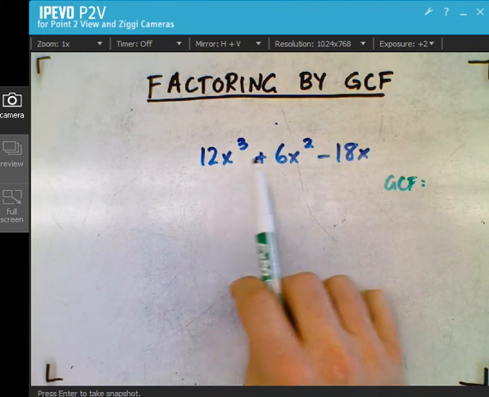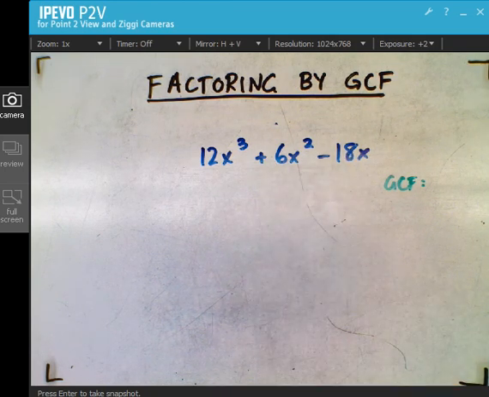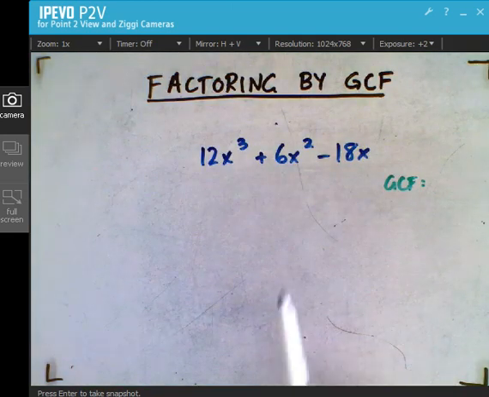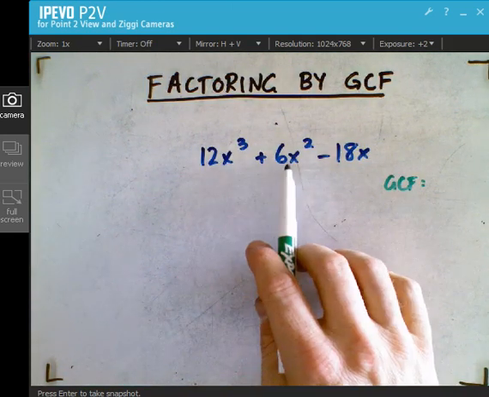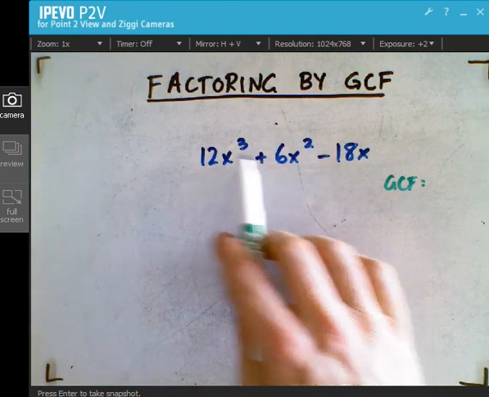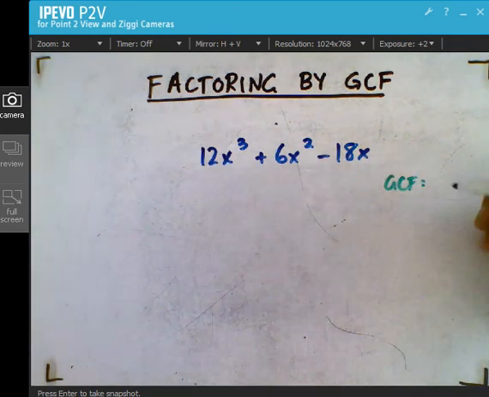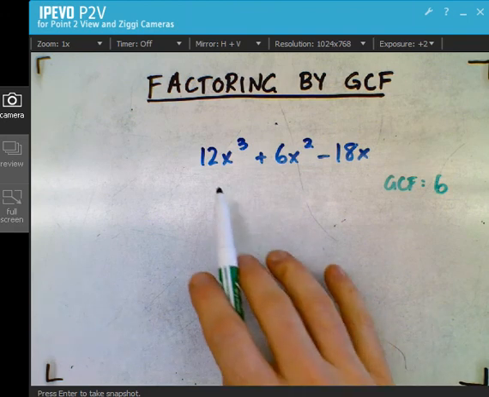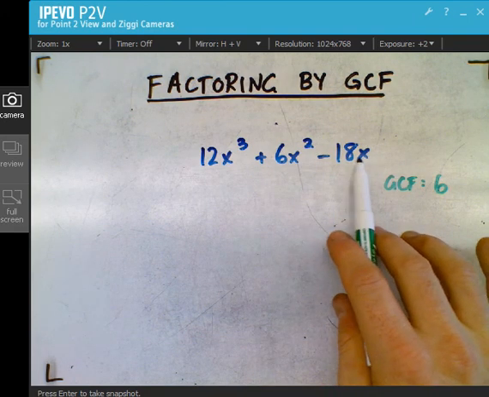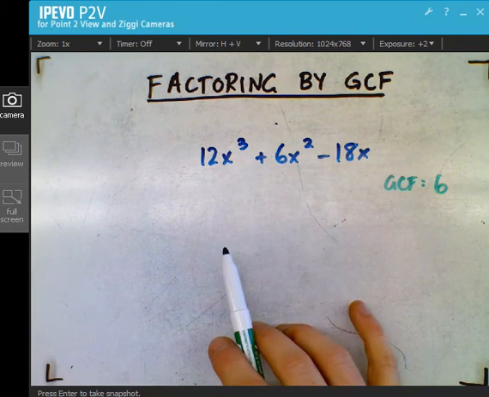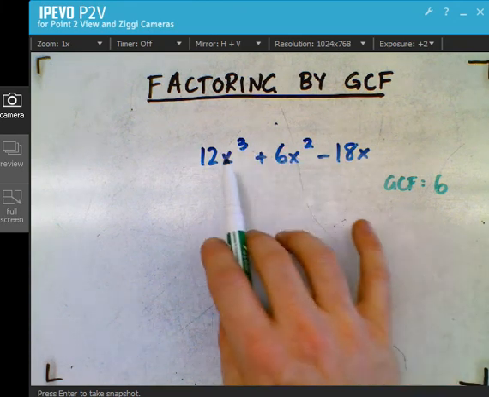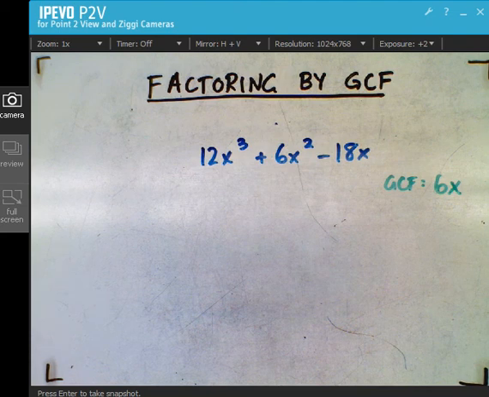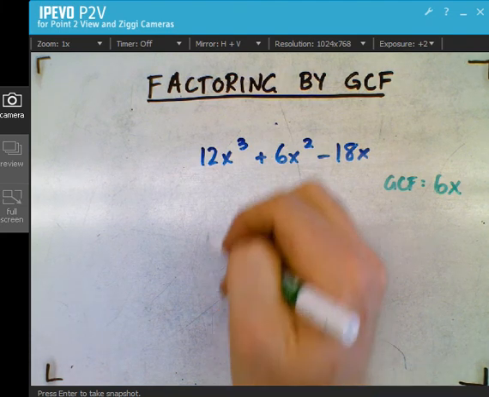Now I have 3 numbers that I have to worry about, 3 terms that I have to worry about. So you can list your factors of each one if you need to, but what I can tell you is that 6 goes into 6 and 12 and 18. My greatest common factor is going to be 6. And then for the variables, I've got x, x squared, x to the third. X goes into all 3 of these, so x is my greatest common factor for the variable part.